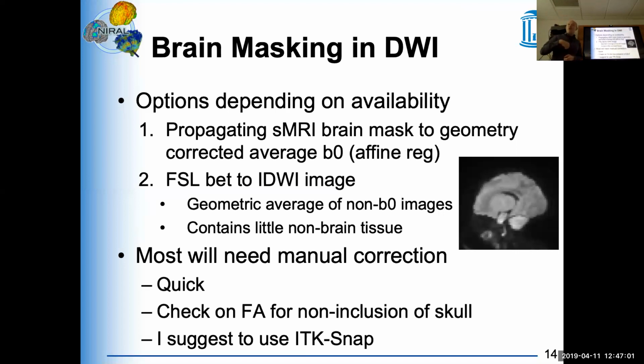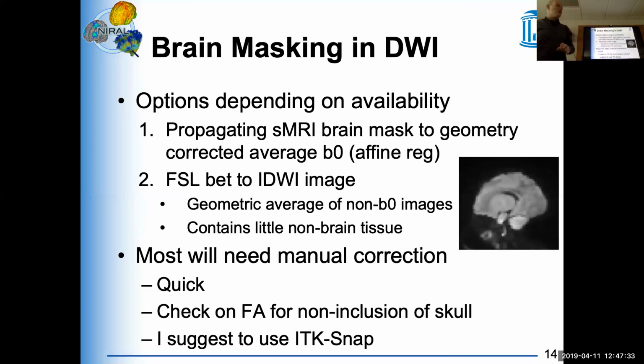If you do that, I suggest not using the average B0, but the average IDWI, isotropic DWI, which is the geometric mean of all the diffusion images. The nice thing about the IDWI is that you can see there's hardly anything there but the brain tissue. It's so good that you can nearly do a threshold and you get a nice brain mask.